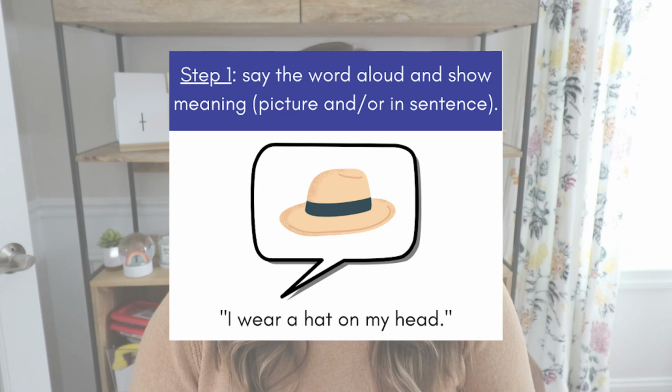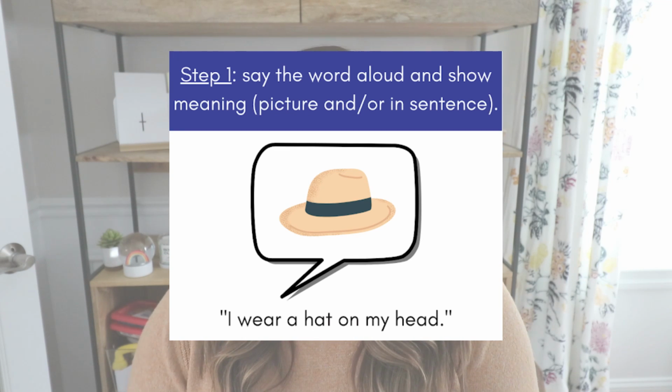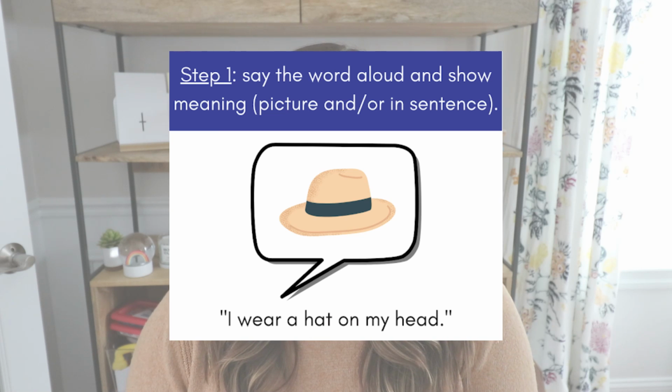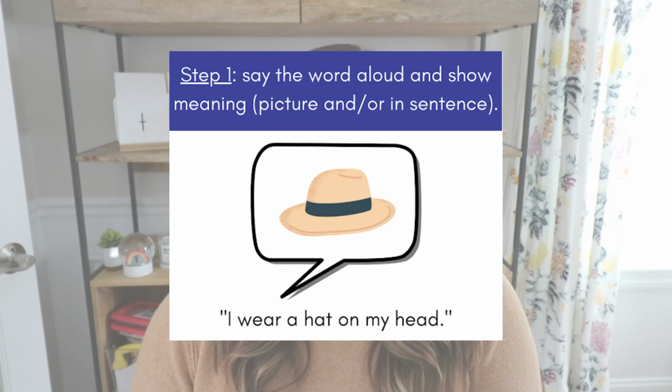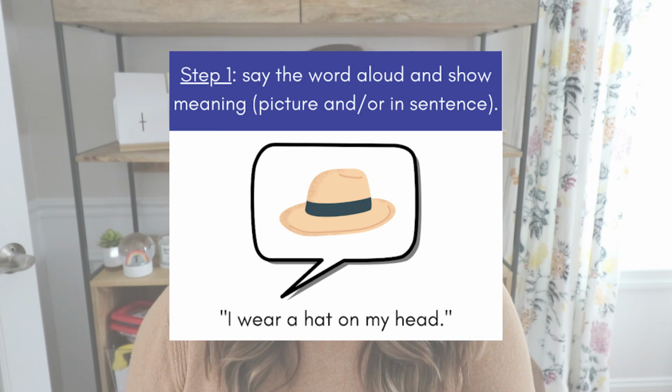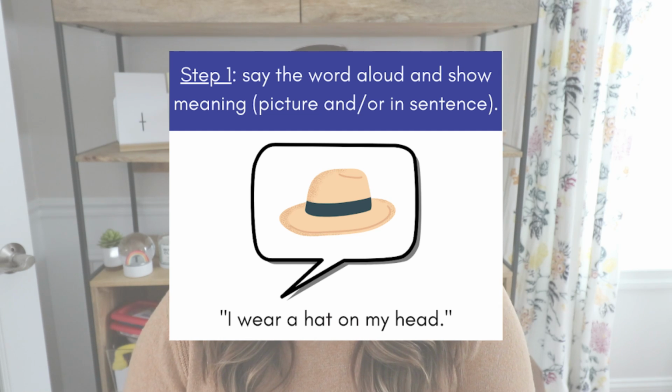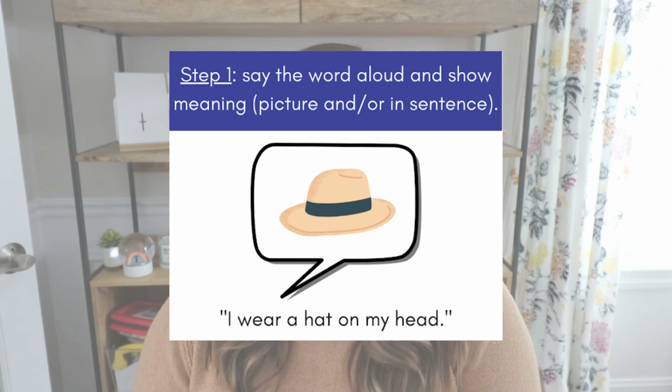To do this with your students, step number 1 is to say a word aloud. Now, you can also show a picture to show meaning, or you can just use that word in a sentence, or you can do both. So here I would say, hat. I put this hat on my head, and I would show a picture of a hat.